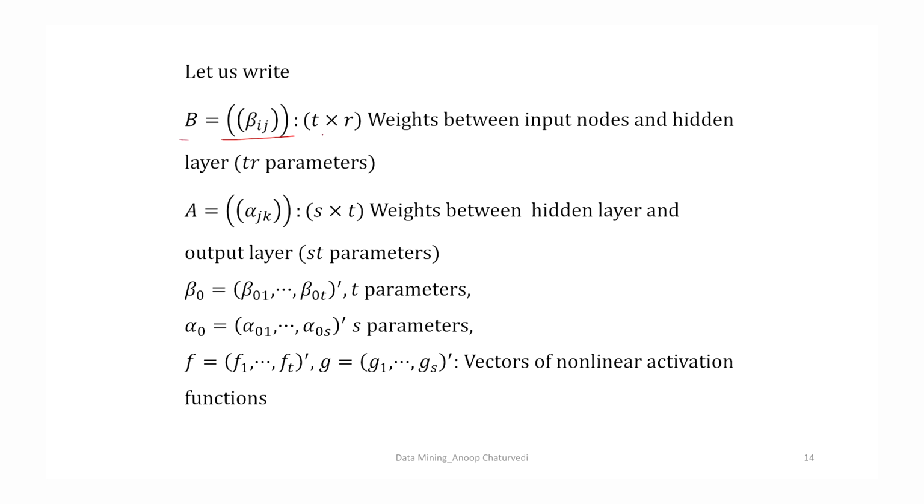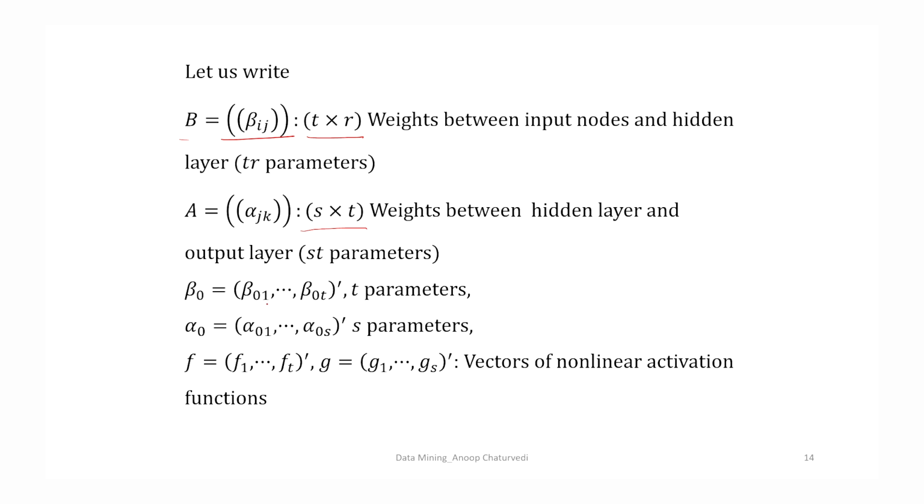Now, suppose we write B equal to beta ij, the ijth element of B is beta ij. So, B is a T cross R matrix of weights between input nodes and hidden layer. So, in all you have T into R parameters in B, and A has jkth element alpha jk, and A is an S cross T weight matrix between hidden layer and output layer. So, ultimately you have S times T parameters in A.